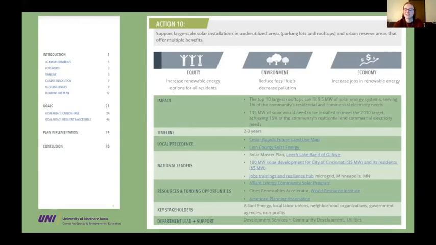And an objective in the resilient and accessible goal area is to build resilience to flooding and climate hazards. One action to help work towards this objective is to support the implementation of the Stormwater Master Plan. And this screenshot shows the action to support large-scale solar. And you can see from this image that each section includes details about the impact, timeline, resources, and funding opportunities, key stakeholders, and department leads and support.